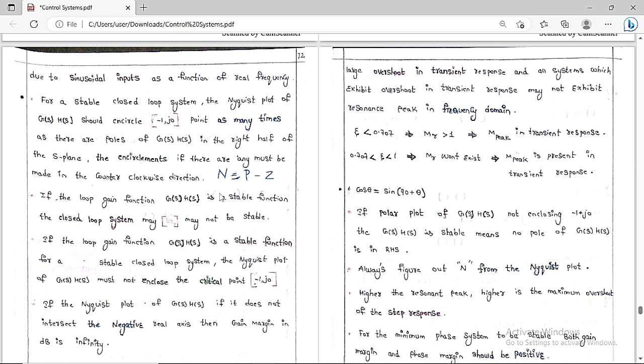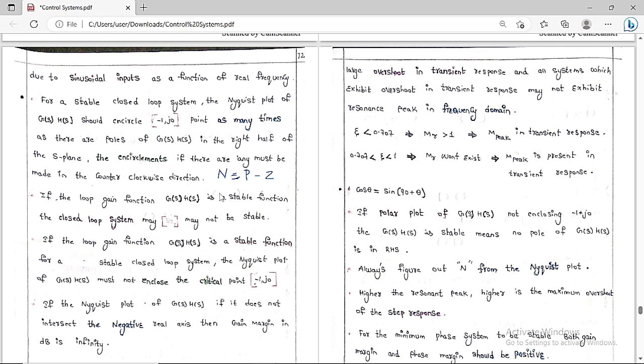Here P indicates the number of poles of G(s)H(s) which are present in the right half of the S-plane, whereas Z indicates the number of closed loop poles, the roots of 1 plus G(s)H(s) equal to 0, or we can say the number of closed loop poles present in the right half of the S-plane. If you want the system to be stable, then Z should always be equal to 0, because there must not be any closed loop poles in the right half of the S-plane.